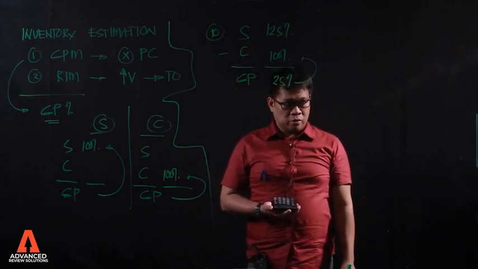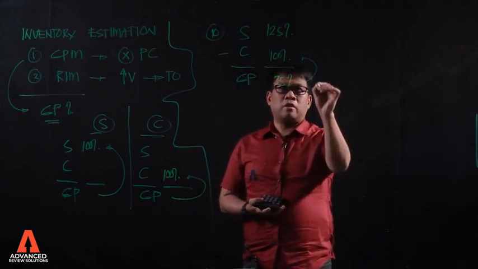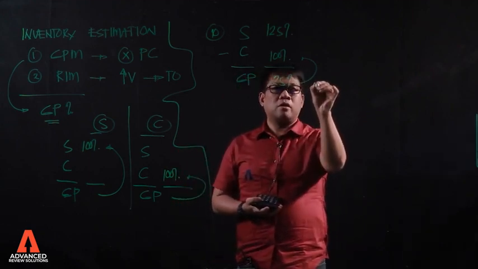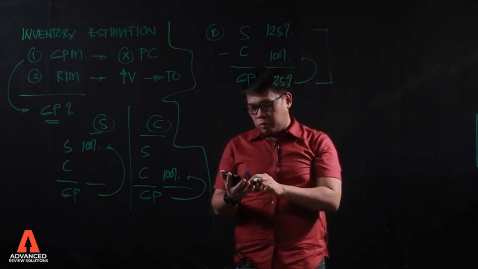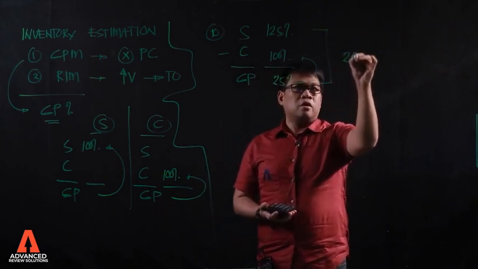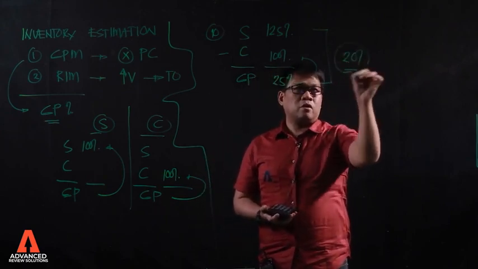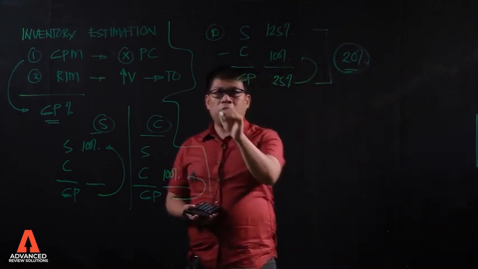So the question asks us to compute for the gross profit rate based on sales. So this is 25 over 125. So 25 over 125 is what? So the answer is 20%. So this is the gross profit rate based on sales. Let's now go to item 11.